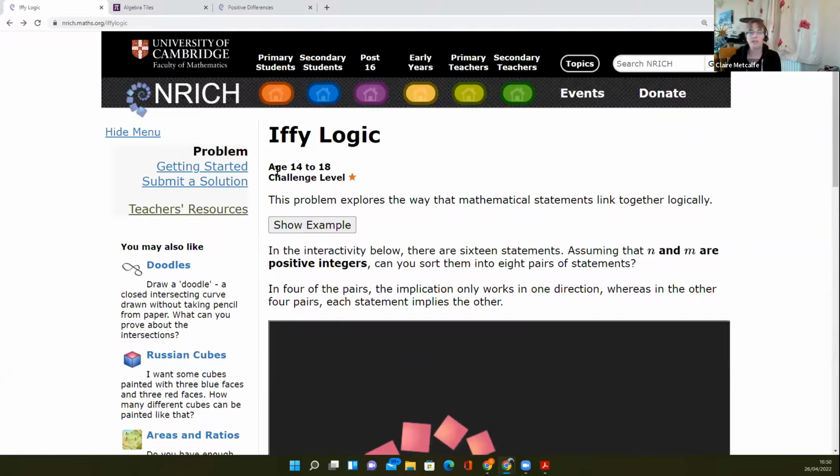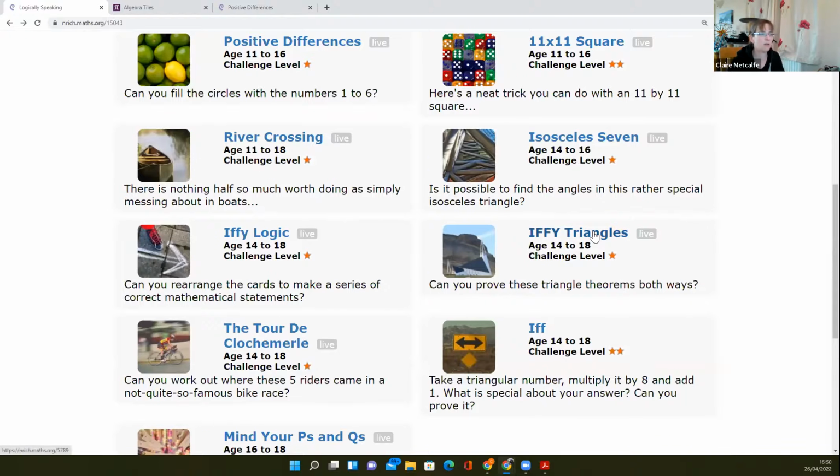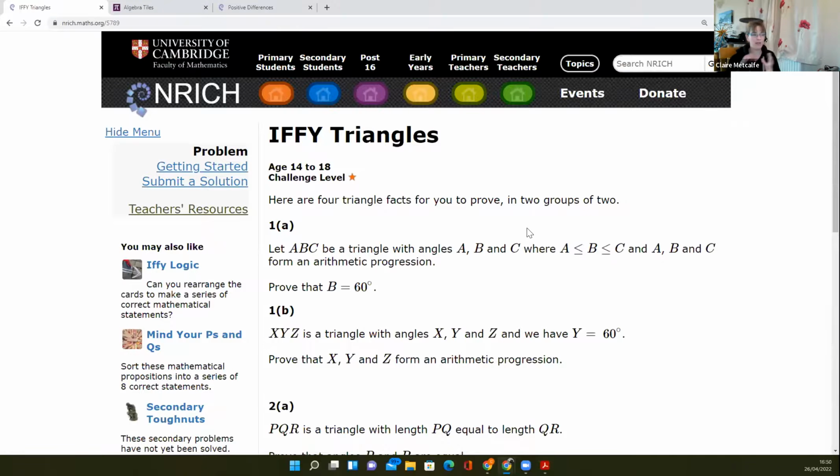So that question there also introduces the idea of if and only if. And we have several other questions which use the same ideas. I've already spoken about Iffy Triangles, where we've got 2 statements about triangles. The first statement, the one about the angles being in arithmetic progression, is really quite a cute result, which you can prove going both ways. But obviously, you do need to know what an arithmetic progression is in order to complete that proof.